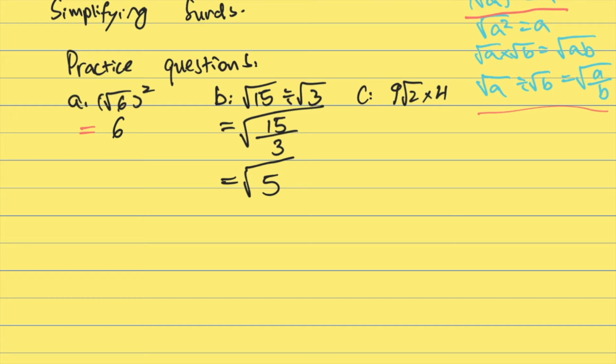Question C, 9 square root 2 times 4. 9 square root 2 is the same as 9 times square root 2. So we just need to times 9 by 4, which equals 36 square root 2.